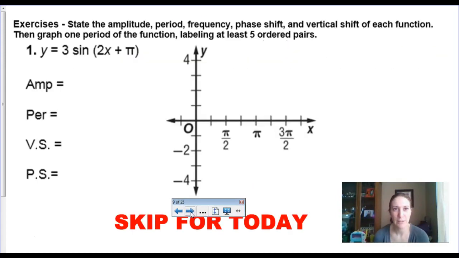This is kind of a hybrid lesson, since we already did part of it on the old lesson, so I'm going to skip over a few pages. Let's look at this one. This one's not done for us. So we have a sine function this time.